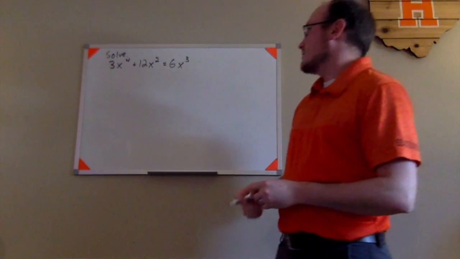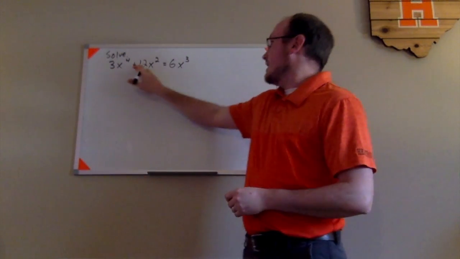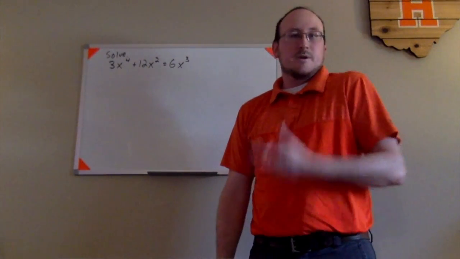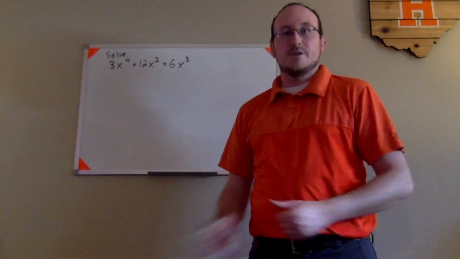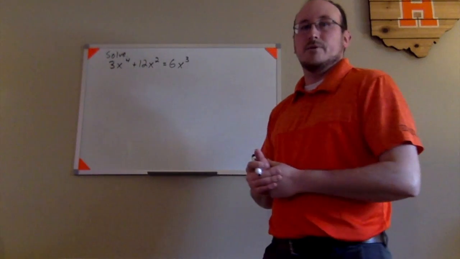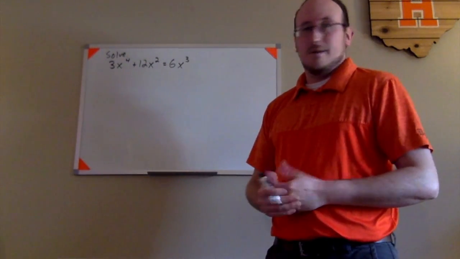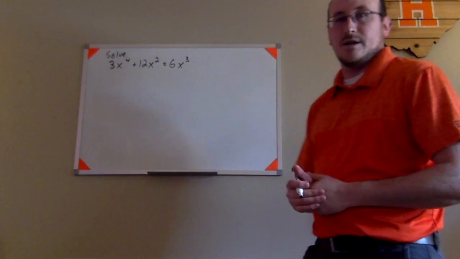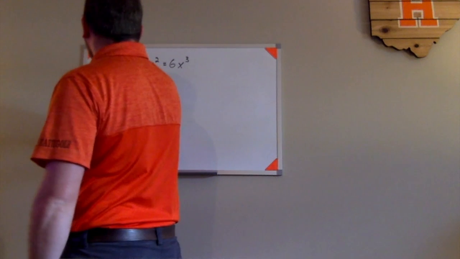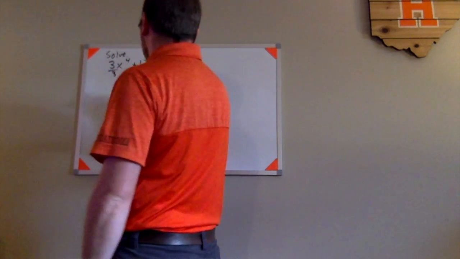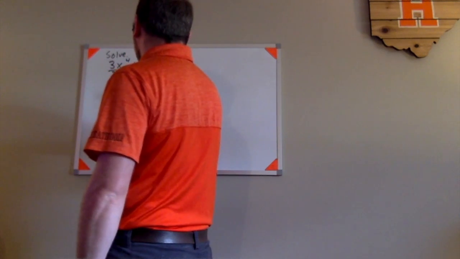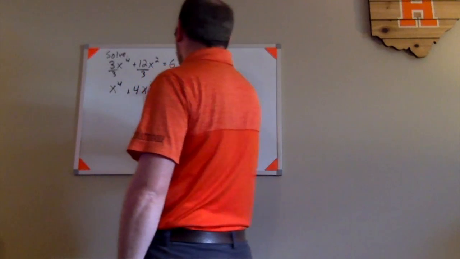So the first thing I notice when I look at the coefficients here, 3, 12, and 6, is that all of those numbers can be divided by 3. I'm going to go ahead and do that now. I can do that to both sides of the equation and divide by 3. That's a property of equality. That'll produce a much simpler equation to solve. If you didn't see that, that would be okay. You just have to do a little bit more simplification at the end, but I think this is a good point to do that. So dividing everything by 3, that will just leave me with x to the fourth plus 4x squared equals 2x cubed.